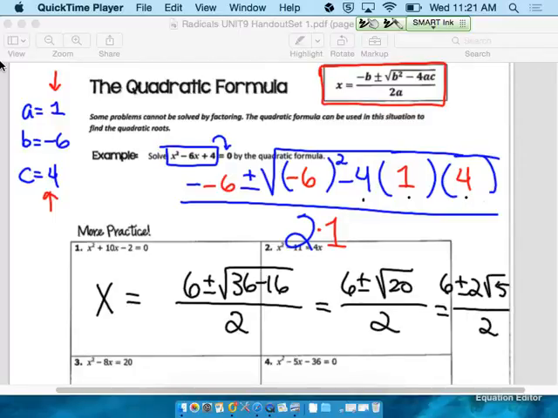Now, I need to simplify this, and if I have a common factor in the 3 spots that I'm highlighting in red, I can remove that common factor and write the most simplified radical form of this answer. All of the numbers in red share a factor of 2. So if I factor out a 2 from each, this is what remains. X would equal 3 plus or minus radical 5.